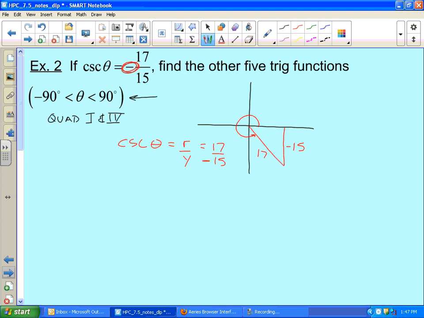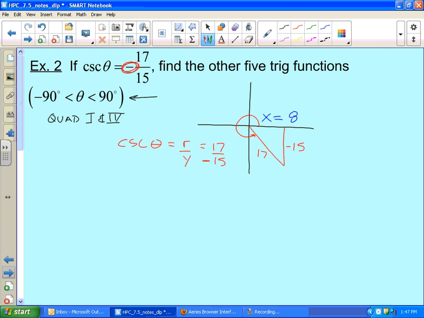And then now we have to go find the missing part, because I need to know what x is so that I can write all of the other trig functions that use x: secants, cosines, tangents, and cotangents. All those guys need an x. So we got our triangle here. How do we find missing parts of a right triangle? Pythagorean theorem. So 17 squared, 289. 15 squared, 225. 289 minus 225 is 64. Square root of 64 is 8. So there's that missing part of the triangle, 8.